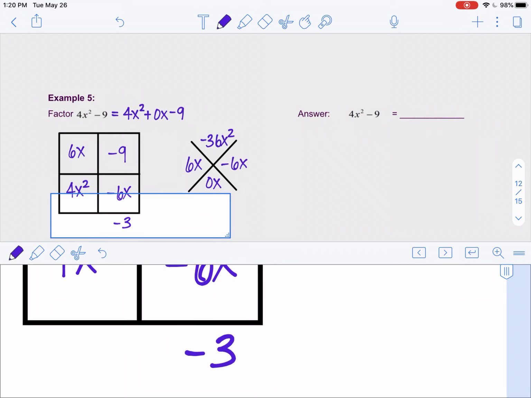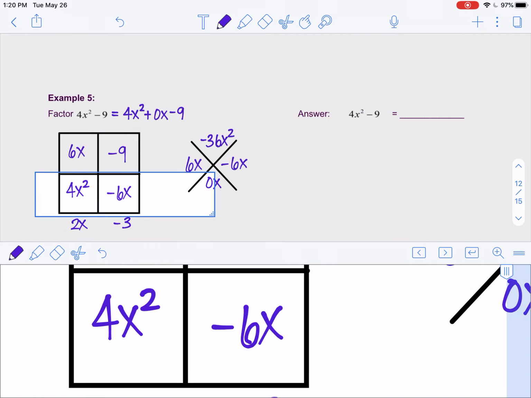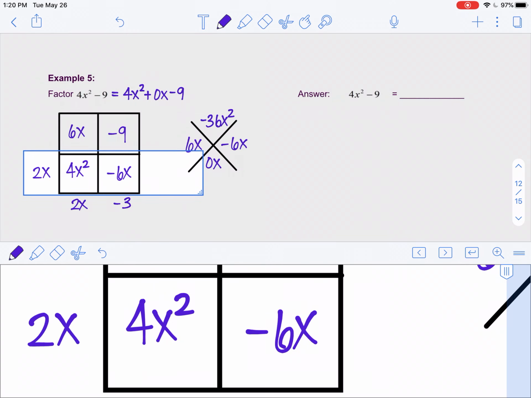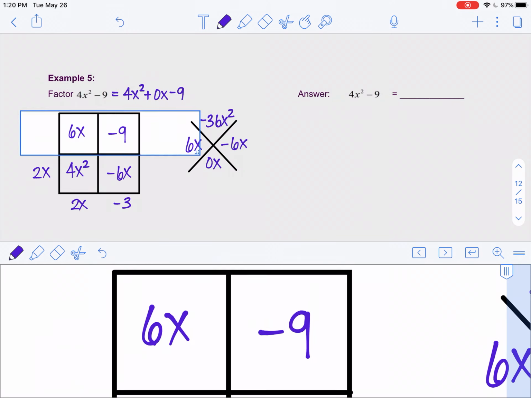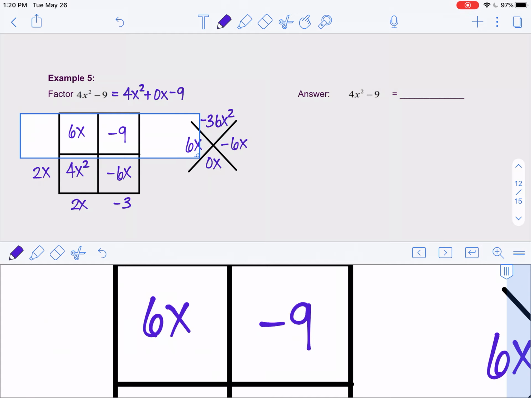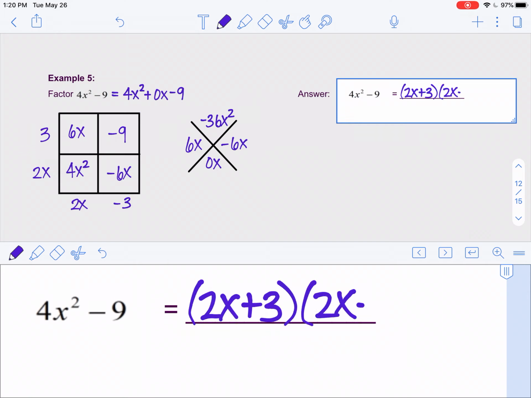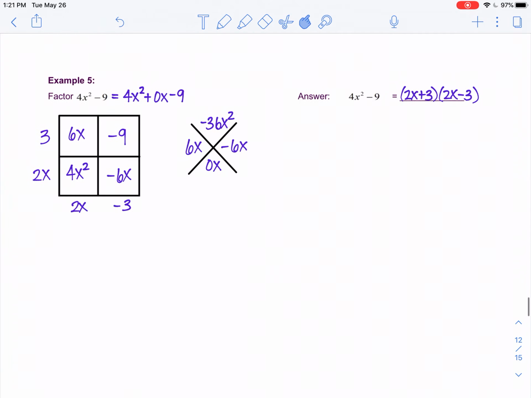So minus 3, let's see, 2x here. If this one's going to be a positive 2x, then this one also has to be a positive 2x. And here, if that's going to be a 2x on the bottom, then this has to be a 3 to get a positive 6x. And so my answer would be 2x plus 3, 2x minus 3. So that's your basic overview of how to use the box and diamond method to factor a quadratic.